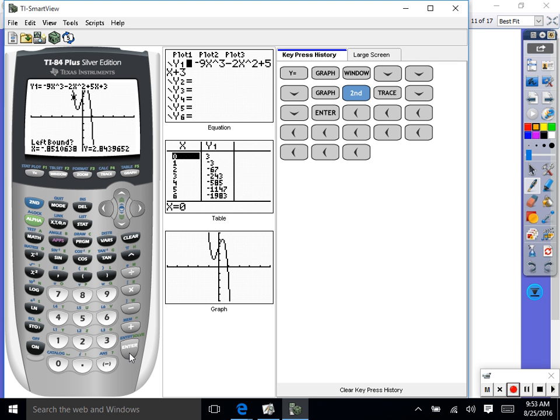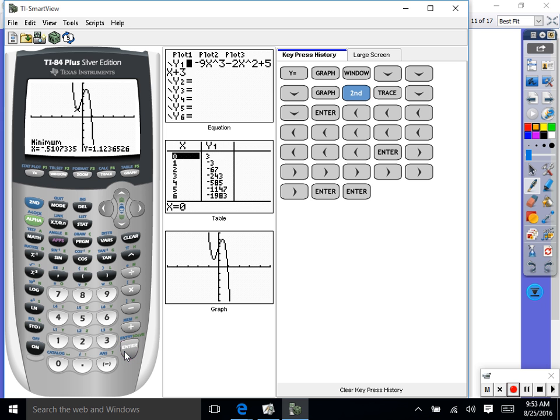I hit enter. Now it says right bound. I need to scroll anywhere right of the min. You see how I'm to the right of it? So I hit enter. Now it says, do you want me to guess? We do want our calculator to guess. We gave it the correct bounds. Hit enter. So we have a minimum, and your values are not going to be pretty.